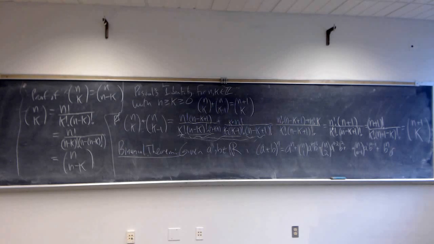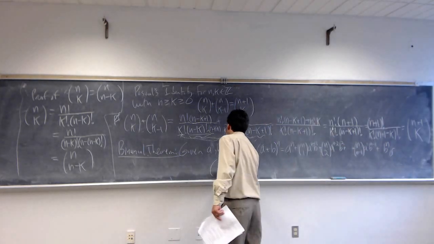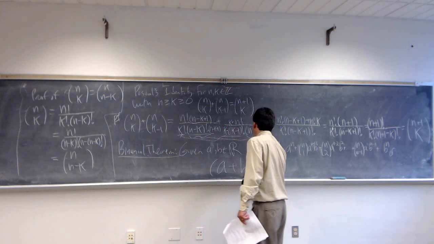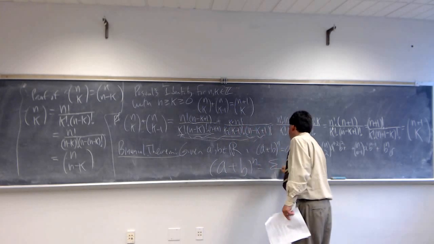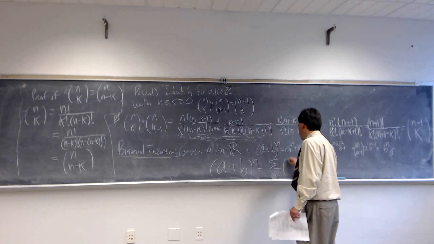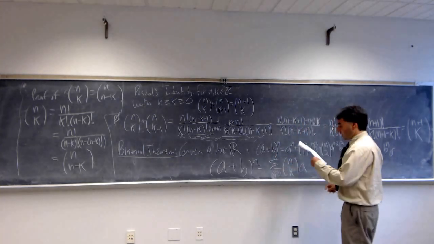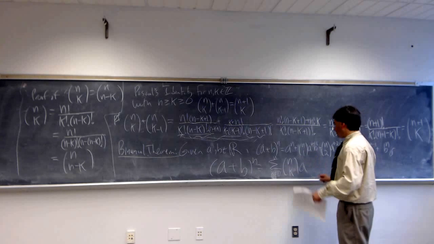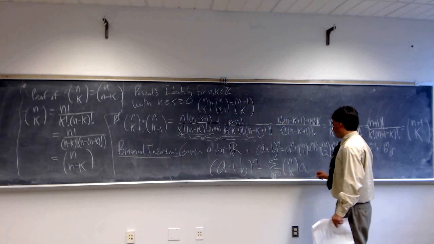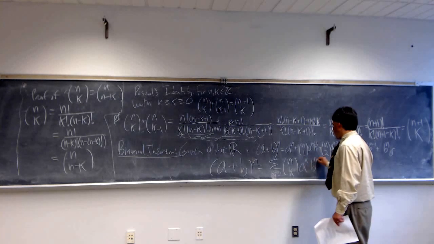Or, when I use summation notation, a plus b to the n is the summation k going from 0 to n of n choose k, a to the k, b to the n minus k.